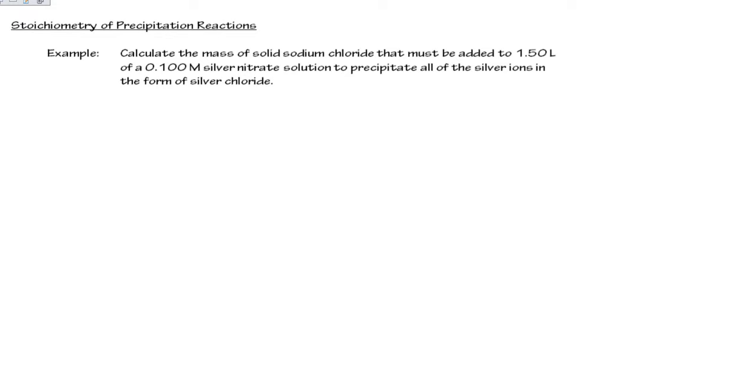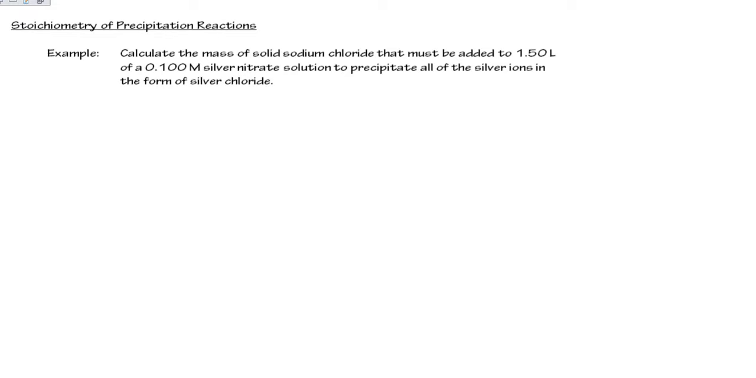Eventually, I want to know the mass of solid sodium chloride that must be added to 1.5 liters of a 0.1 molar silver nitrate solution to precipitate all the silver ions in the form of silver chloride. You'll be doing this reaction in the lab, so you might want to put a star by this one. We'll do a similar calculation before we go to the lab.